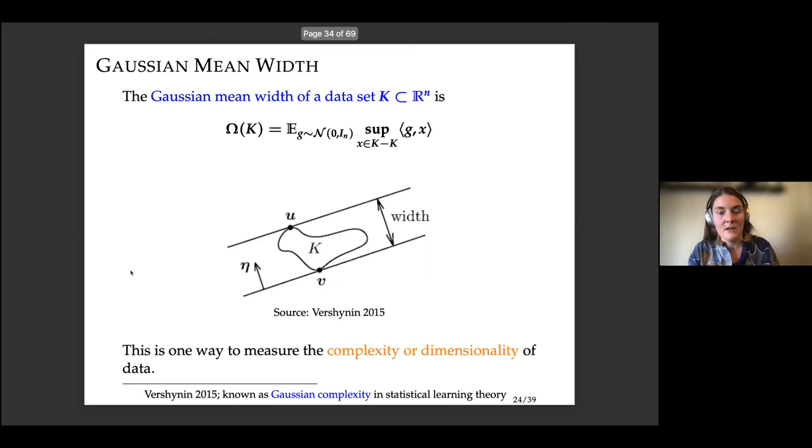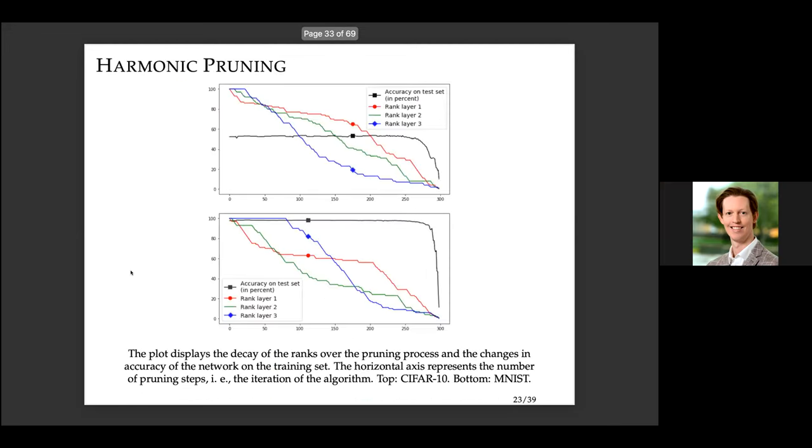Emily, so yeah, just a quick clarifying question. What's the horizontal axis again?